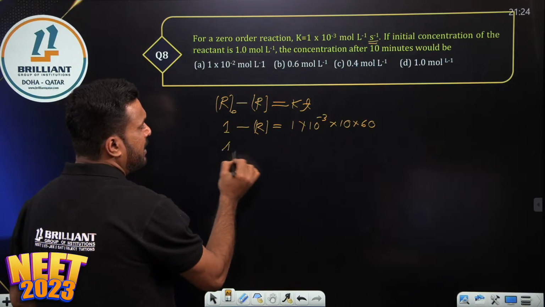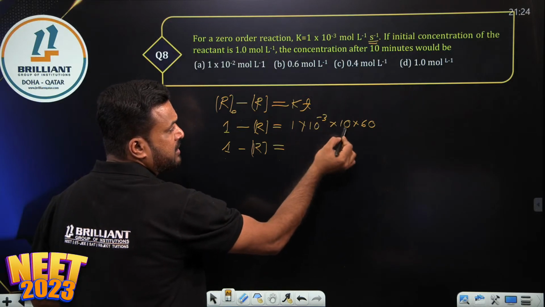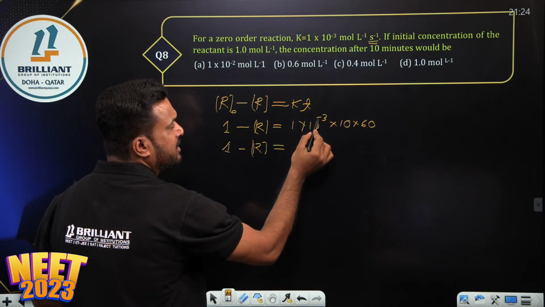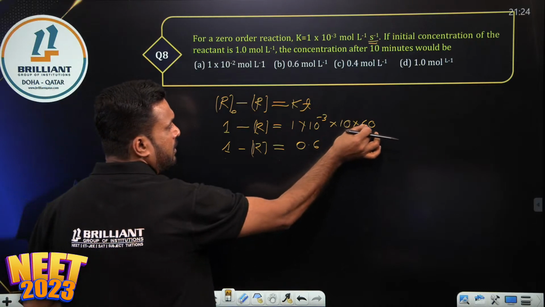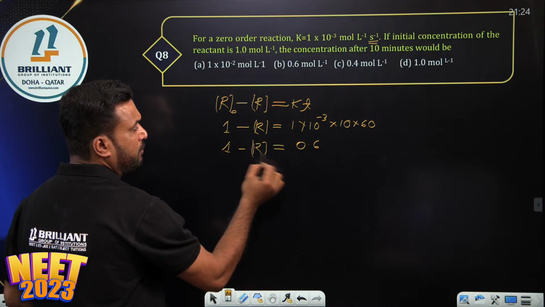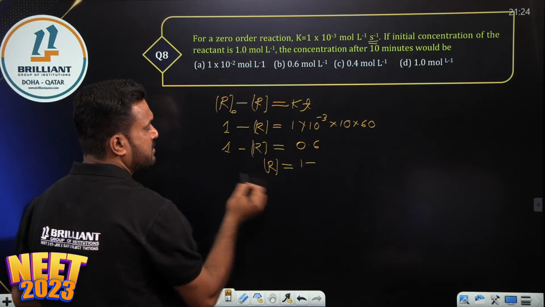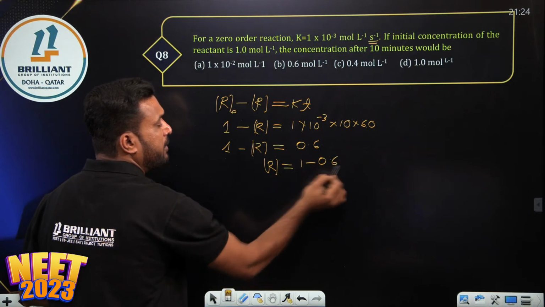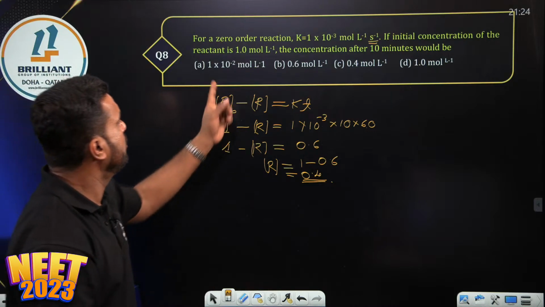Okay, so I can write 1 minus R concentration, that is the final concentration, is equal to 10 power minus 3 into this one. 10 into 60 will be 600. 600 into 10 power minus 3 can be written as 0.6. Hope you got it. 600 into 10 power minus 3 will be 0.6. Now we can take minus concentration of R to the right hand side. It will be plus concentration of R is equal to 1 minus 0.6. 1 minus 0.6 is equal to 0.4. Final concentration is equal to 0.4.